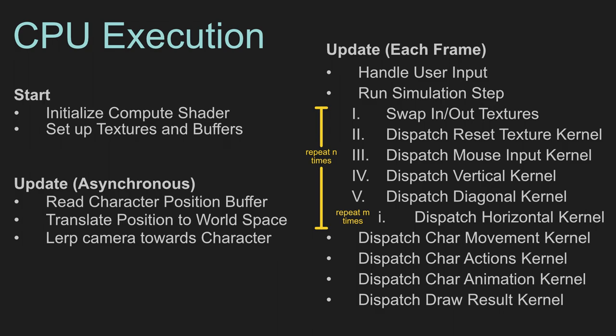As previously mentioned, each simulation step executes many of the kernels. There is an outer loop that first swaps the input and output textures, then resets the output texture, then handles mouse input, vertical and diagonal movement, and then an inner loop is run that handles horizontal flow. After this outer loop is finished, character movement, actions, and animations are executed. Finally, the simulation state is drawn to the render texture.